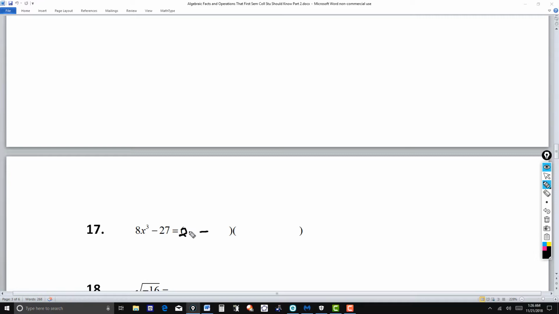And the cube root of 27 is 3. Okay, so that's the first factor. If you have a difference of cubes, the first factor is always the difference of the cube roots of the two terms. Okay, see if you can fill in the second factor.